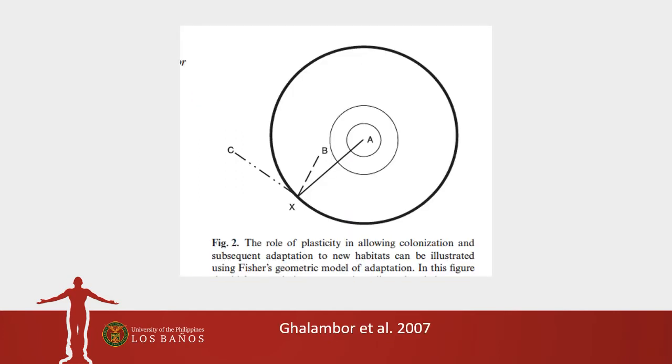Phenotypic plasticity refers to some of the changes in an organism's behavior, morphology, and physiology in response to a unique environment. From the paper of Ghalambor et al. 2007, the role of plasticity in allowing colonization and subsequent adaptation to new habitats can be illustrated using Fisher's geometric model of adaptation. In this figure, the thick outer circle represents the n-dimensional phenotype of the ancestral population, X, and the optimal phenotype for the new environment is at the center of the circle.